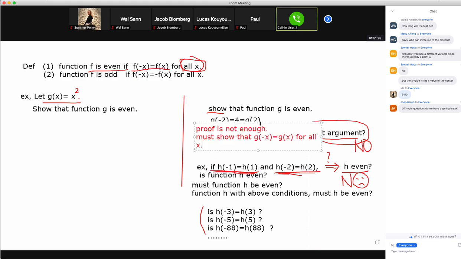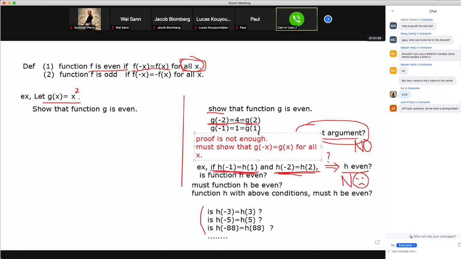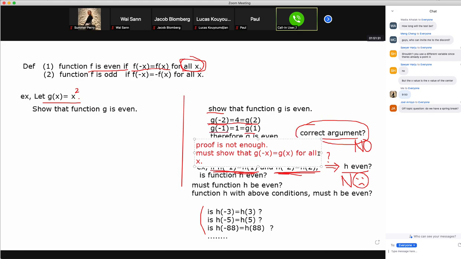Oops, what happened here? Okay, I'm trying to bring this to a correct place. Okay, there we go. The proof is not enough. Why? You must show that g of minus x equals g of x for all x. What did we show? We only showed that g of minus x equals g of x when x equals 1 and 2. That's all we did. We did not show that g of minus x equals g of x for all x.